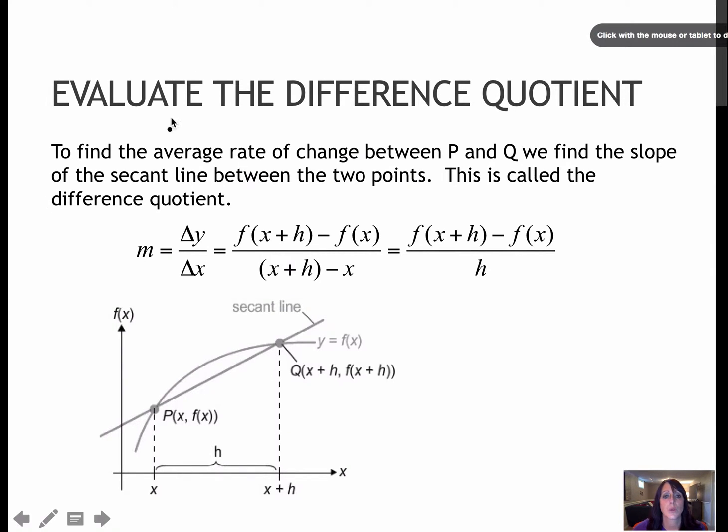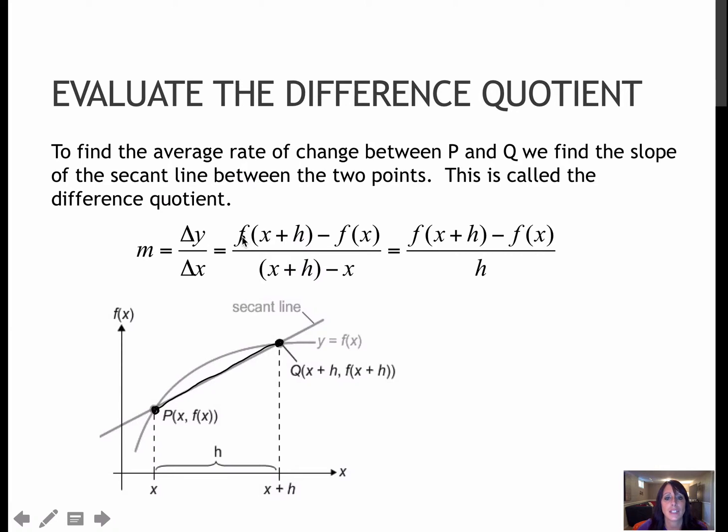So the difference quotient is essentially finding, if we have a curved line, we're trying to find the rate of change along that line. We're estimating it by finding the slope of the secant line. So remember, the secant line goes through those 2 points, and it's an estimate to the line because I can't find the slope of a curved line.